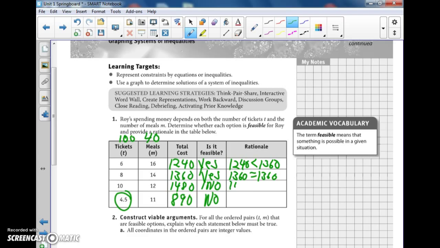Okay, what's your rationale here? Oh, wait. 1480 is more than 1360. You can't do that. And then your rationale here is what you just said. Can't buy half a ticket, right? Put something like that in there. Can't buy half a ticket, okay? All right, so everybody good there so far?